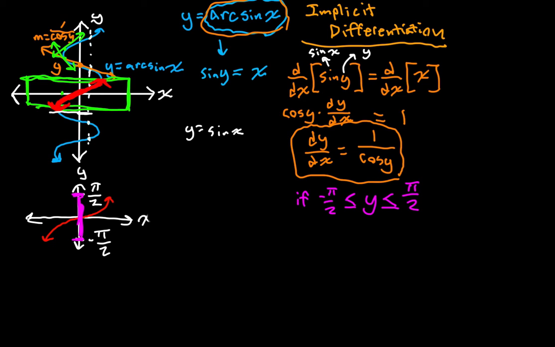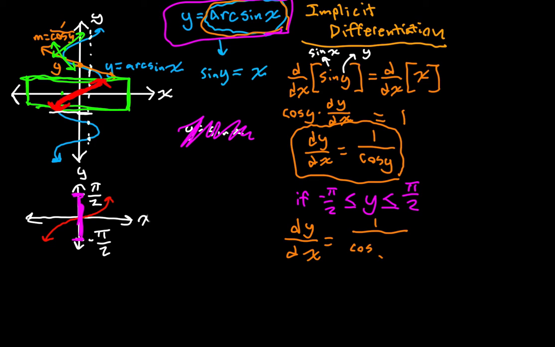Then this becomes a function. And what is y equal to? Well, not this. Y is equal to the arcsin of x. So let's just plug that in. We're going to say that dy dx is equal to 1 over the cosine of the arcsin of x.